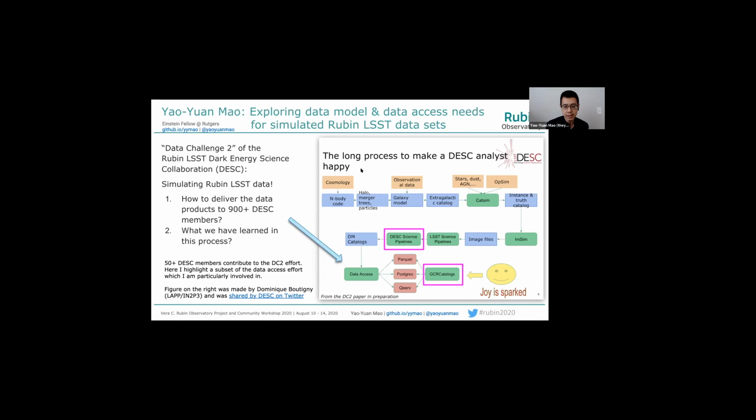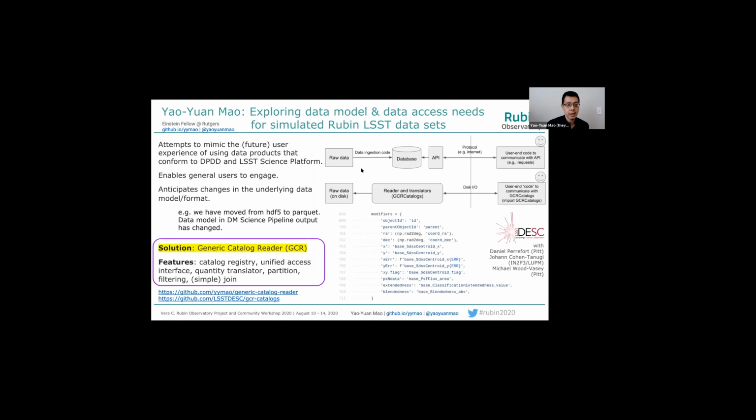So I'm highlighting our effort on this data access part and also the challenges we have seen. Next slide, please. One of the main important aspects of this data access is that we want to mimic the user experience that people will have when they access the LSST Science Platform, using the data in the data model defined in the Data Product Definition Document, DPDD. We also have a challenge that the LSST science pipeline is not yet fixed, so things could change as we run the pipeline. And so we need to allow enough flexibility for the user to access the data.